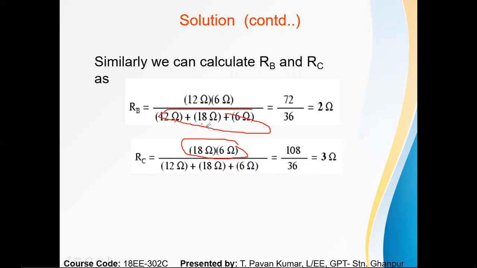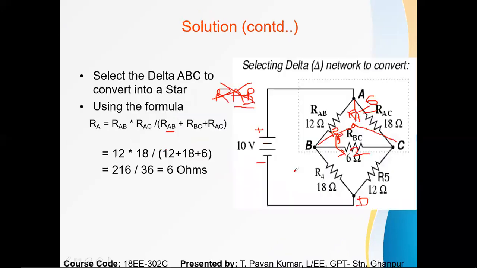Instead of writing this all lengthy equation, you can write directly 36, because you know that the denominator is nothing but summation of all the arms. It's only 2 by 36. What about RC? RC is 3.